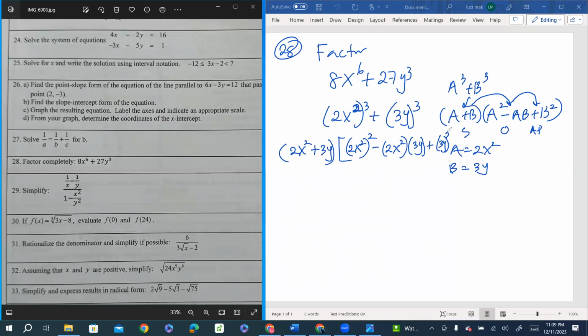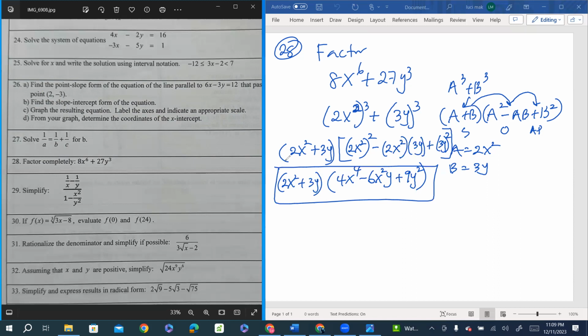3y whole squared. Okay, let's simplify that. 2x squared squared is 4x to the fourth power, minus 2x squared times 3y is 6x squared y, plus 3y squared is 9y squared, and bring the 2x squared plus 3y down. And that's your final answer. Let me just make sure for 28, that's the answer. 2x squared plus 3y times 4x to the fourth minus 6x squared y plus 9y squared is correct. Okay. All right, let's look at the next question.